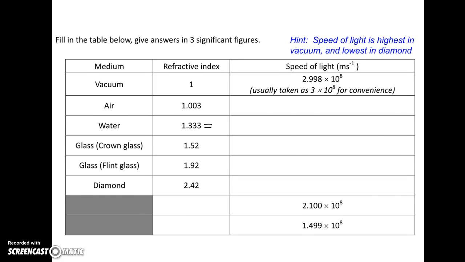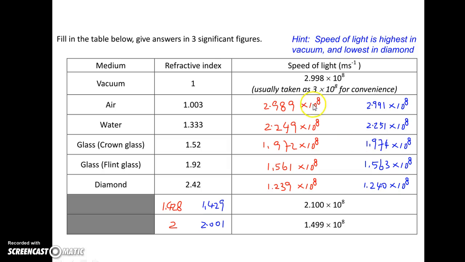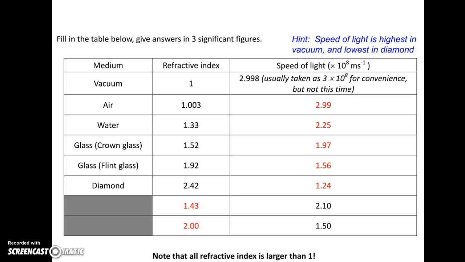For this question, you may use 2.998 times 10 to the power 8 meters per second as the speed of light in vacuum, or you may use 3 times 10 to the power 8 as the speed of light. And in these cases, if you write your answer to 3 decimal places, they will be the same, like this.